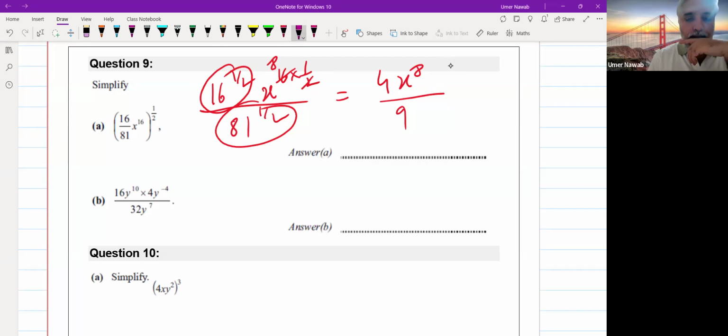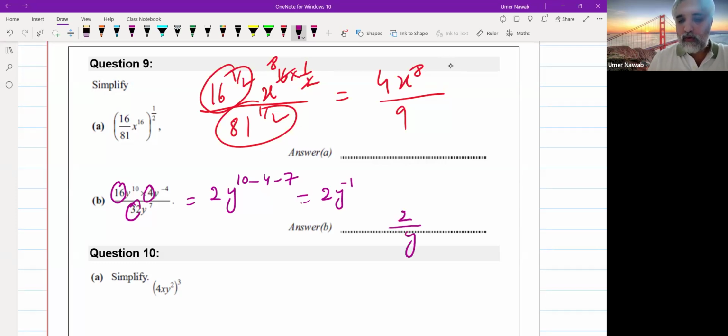We have here 16 times 4, which is 16, 4, and 32. When I do it on the calculator, my calculator will give it to me. The answer, with the help of the calculator, gives me 2. Okay. Now y 10, negative 4, and negative 7. When I do this, because 7 will go up, it becomes negative 7. I will get 2y raised to power negative 1, or I can also write it as 2 over y.